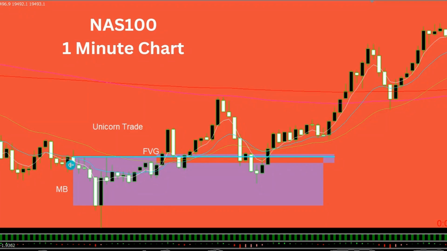Here we see that set of down close candles, and we see a mitigation block. Then price makes a fair value gap over top of this mitigation block. That creates the unicorn trade. Once price dips back into that fair value gap, that is the entry signal. Now price does come back into it and goes below, but again your stop loss is below the mitigation block.